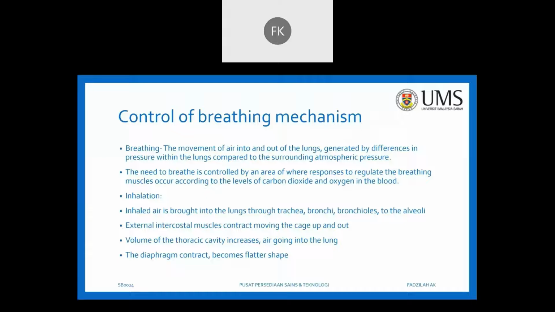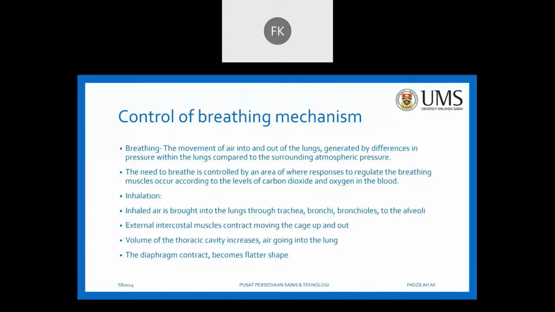It first involves the mechanics: your diaphragm, your muscles, your rib cage. Second, it also involves the chemoreceptors and the nervous system, your coordination, meaning your brain.